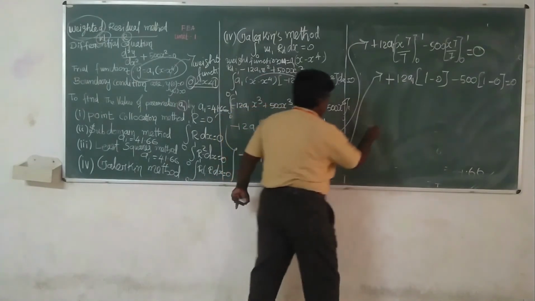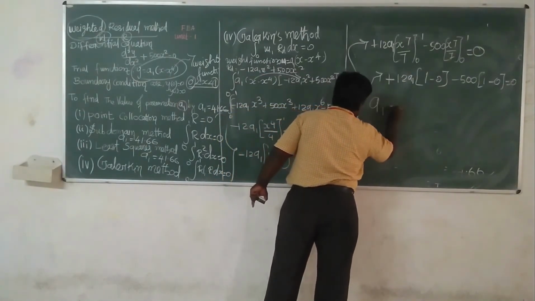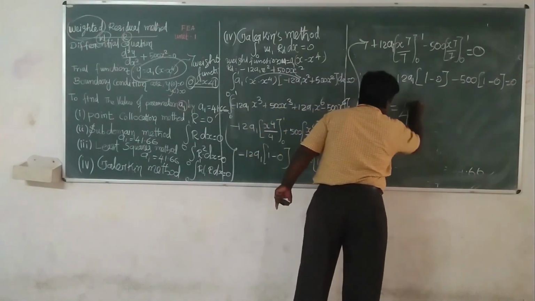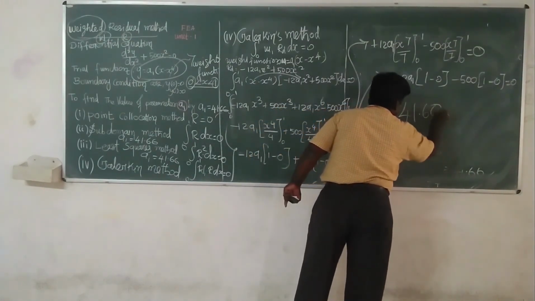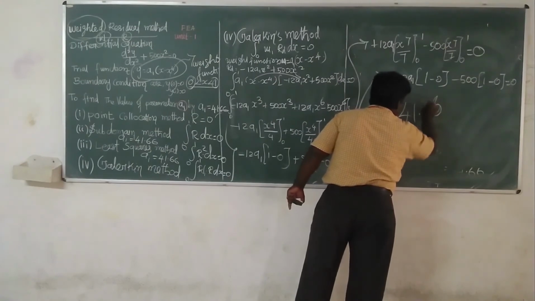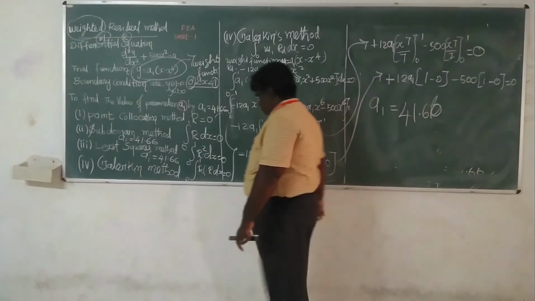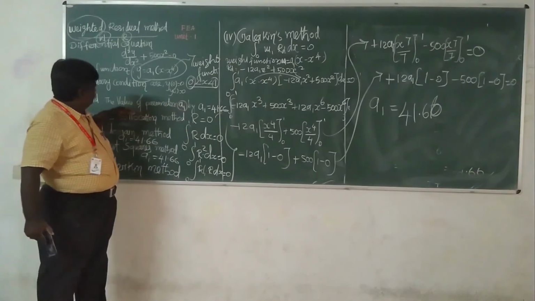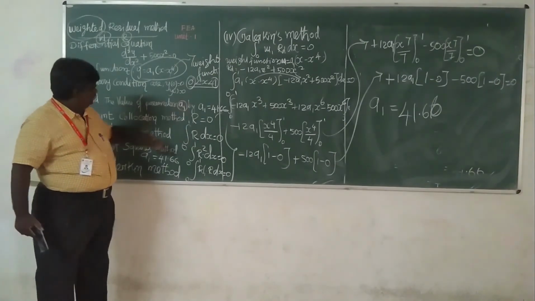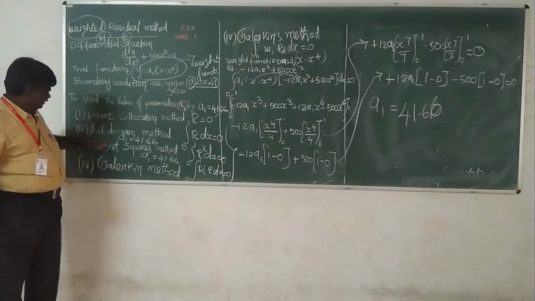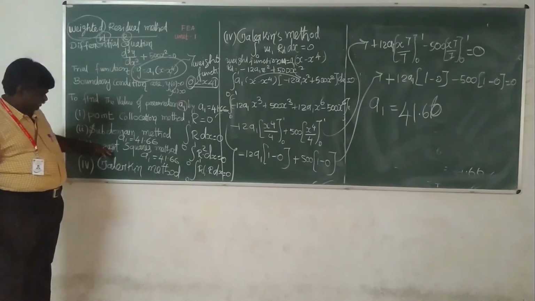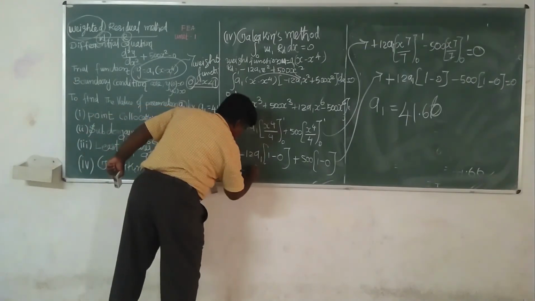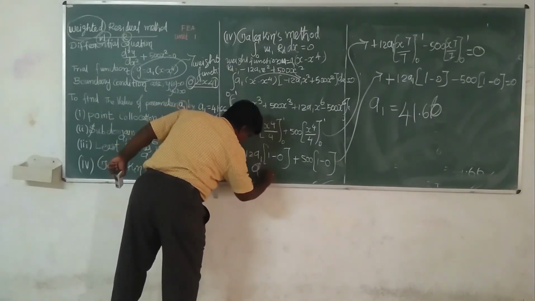Finally you can obtain the value a1 equal to 41.66. With a similar approach, we get a similar value for parameter a1. By using the point collocation method, subdomain method, least square method and Galerkin method, we are obtaining the same value.